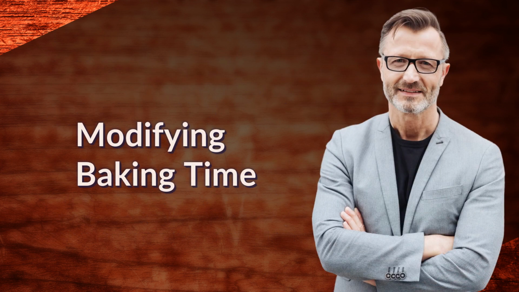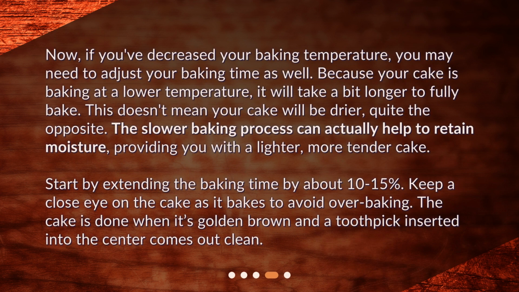Modifying baking time. Now, if you've decreased your baking temperature, you may need to adjust your baking time as well. Because your cake is baking at a lower temperature, it will take a bit longer to fully bake. This doesn't mean your cake will be drier, quite the opposite. The slower baking process can actually help to retain moisture, providing you with a lighter, more tender cake.